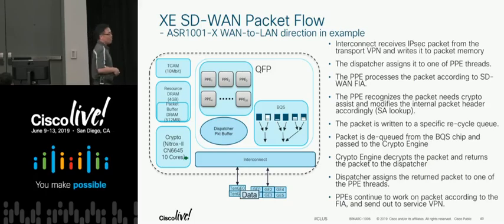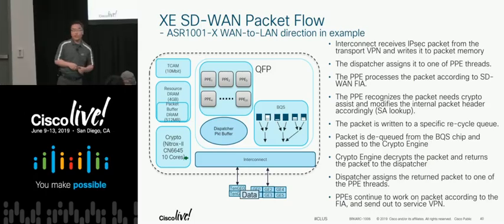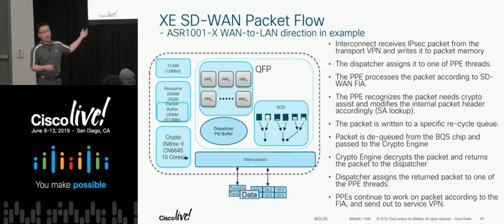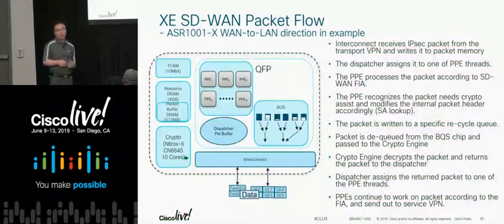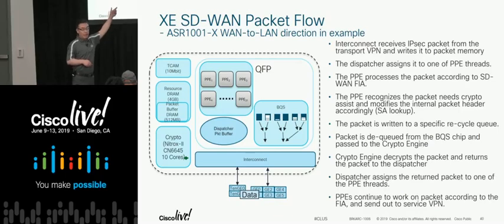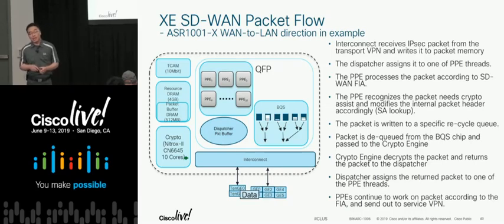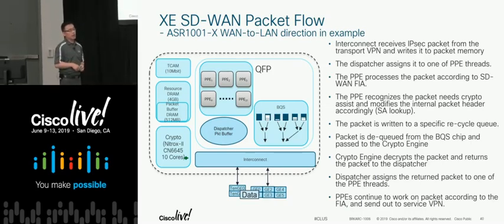All right, let's take a look at the XE-SD-WAN platform. This is the block diagram of the ASR 1001X, very similar to the 2HX Vijay just talked about. It has a single QFP ASIC, 31 PP processors, 4 threads per PPE, which makes it look like there are 124 processors simultaneously processing packets.